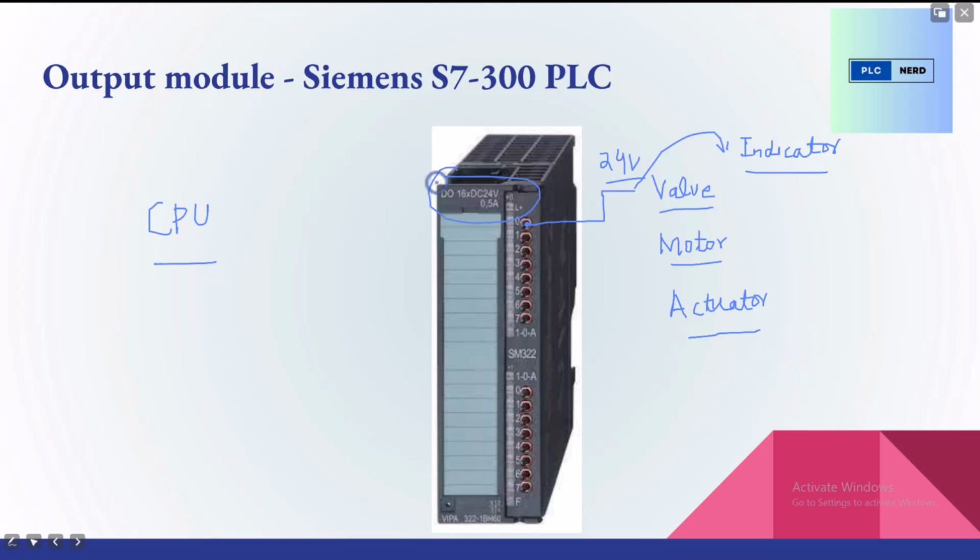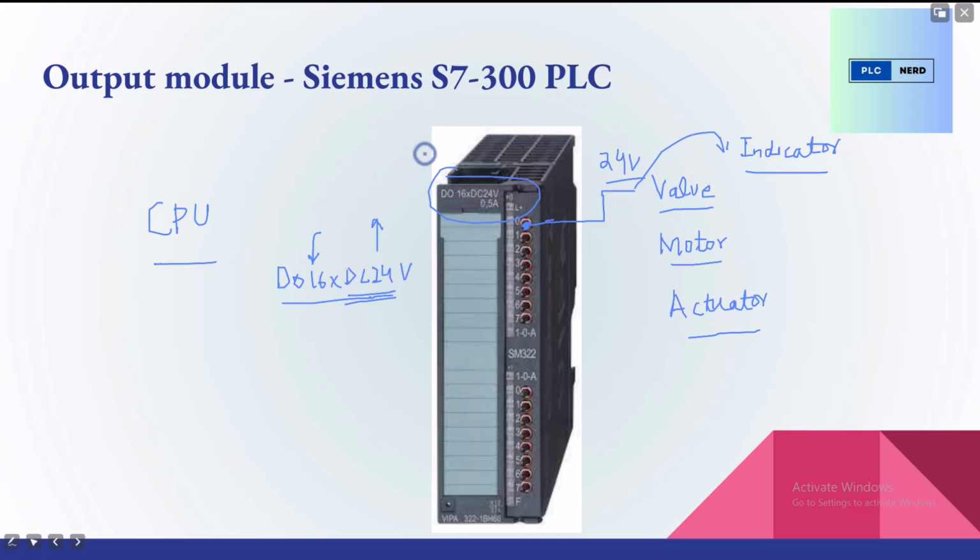As you can see, we have DO16 x DC 24 volt written on the digital output module. It means that we have 16 channels, 16 different devices can be interfaced with this card, and each channel has the 24-volt configuration. That is, if this card's specific channel, the first channel, has a high signal, it means 24 volt is emerging or sourced at this channel, and the subsequent circuit or device is turned or switched on, right?